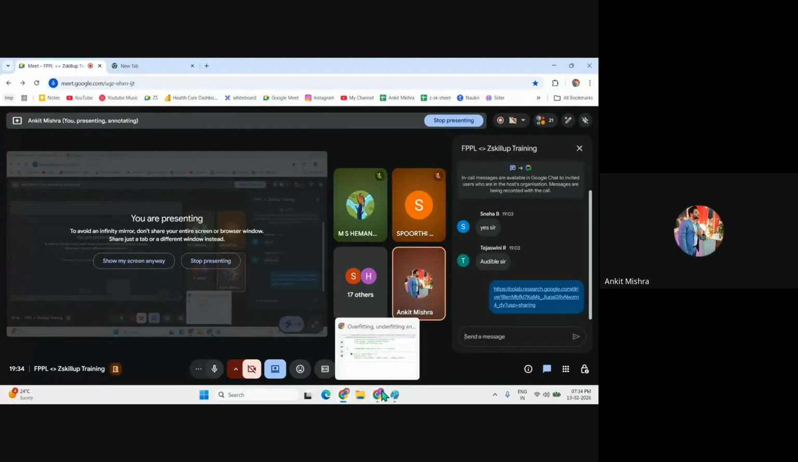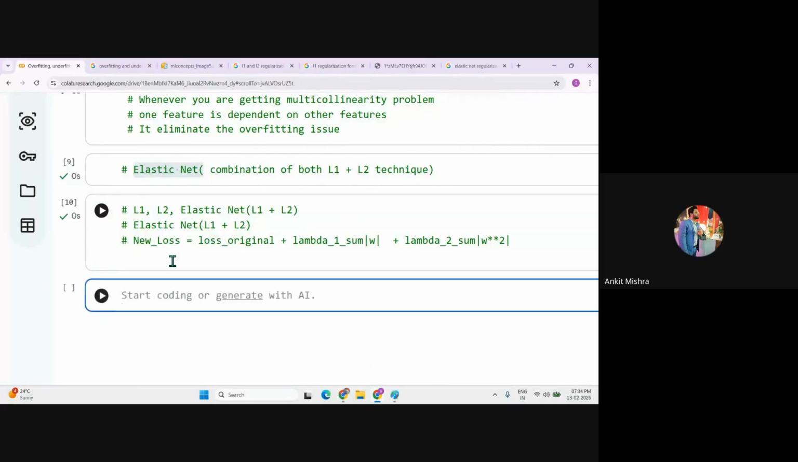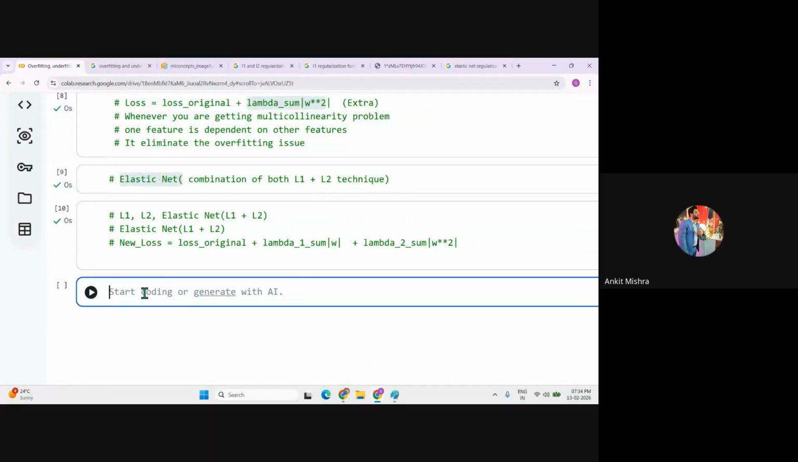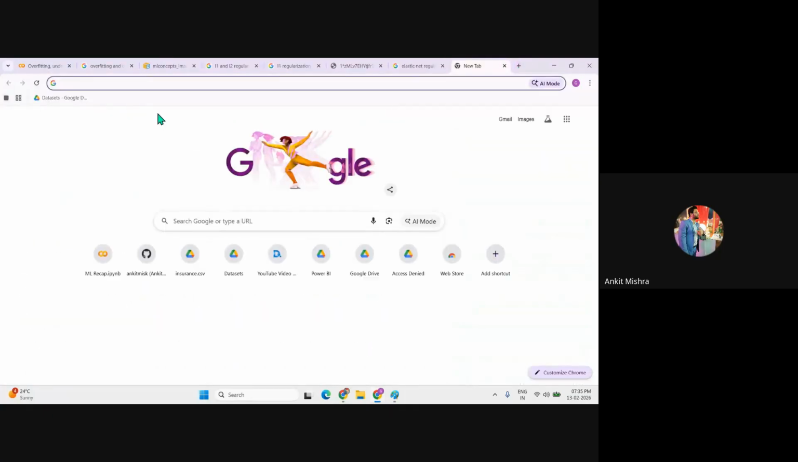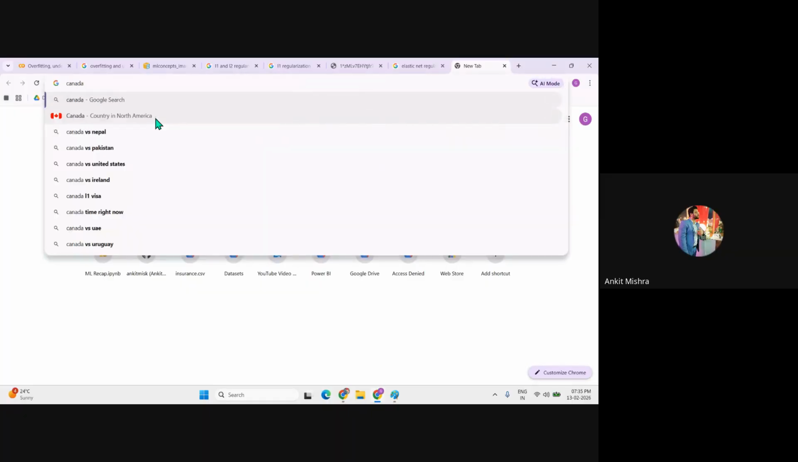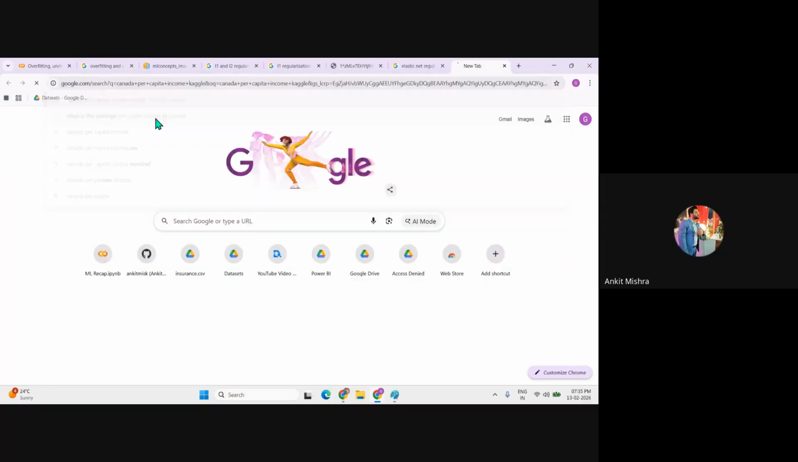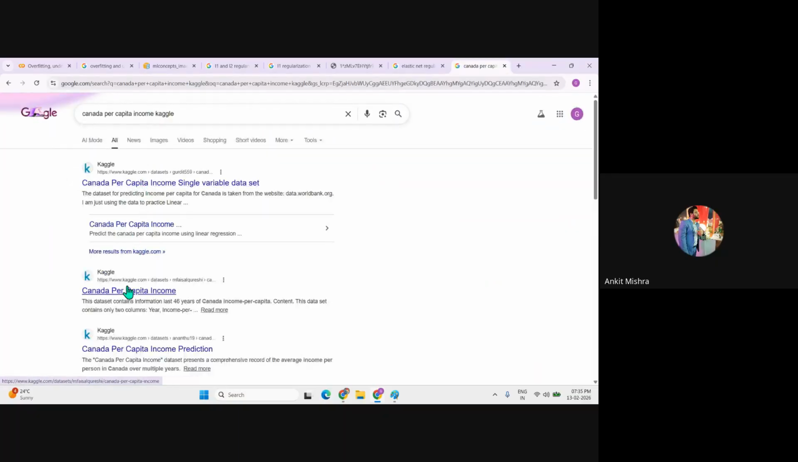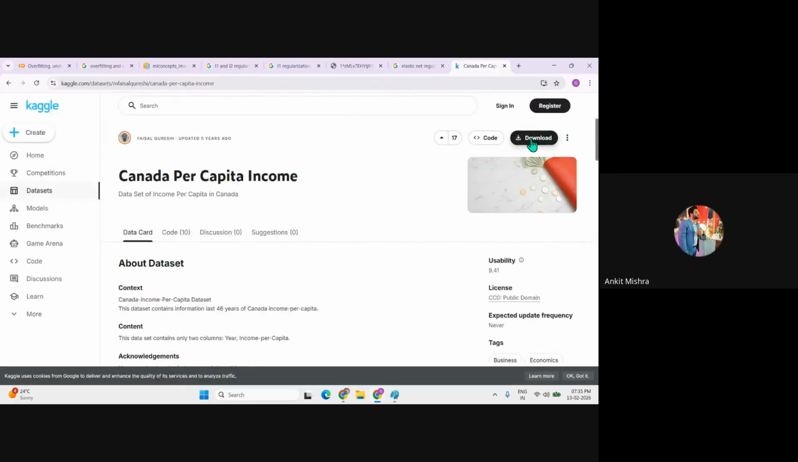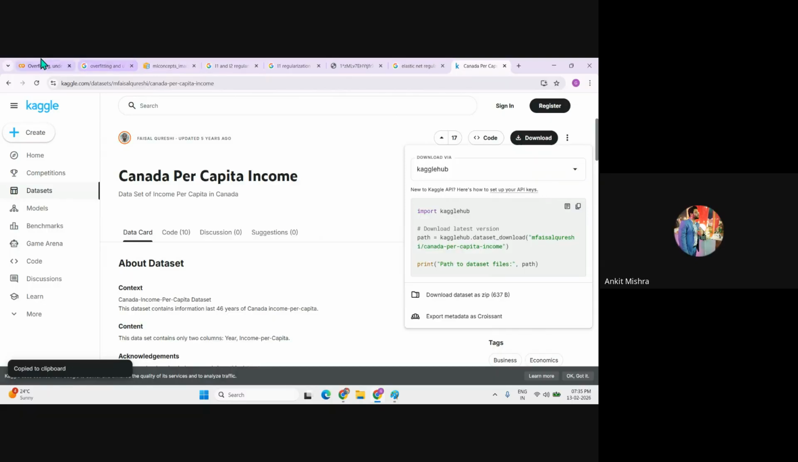Now, how do we use this practically? We already have the dataset, the Canada per capita income prediction. Let me take a reference of this one so that we can apply things practically. Search for Canada per capita income Kaggle, and the dataset is like this. You can just download this. We have already used this one, right?